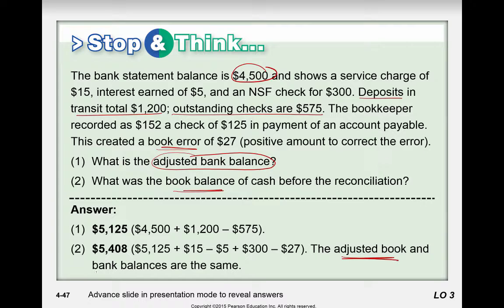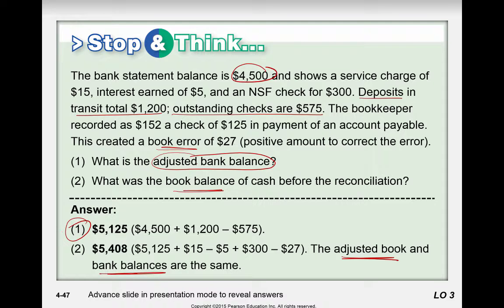Notice the adjusted book and the adjusted bank balance are the same. So hopefully this got you thinking. Here, your critical piece is to know the adjusted bank balance and to know that the adjusted book balance is also the same. They cannot be different.